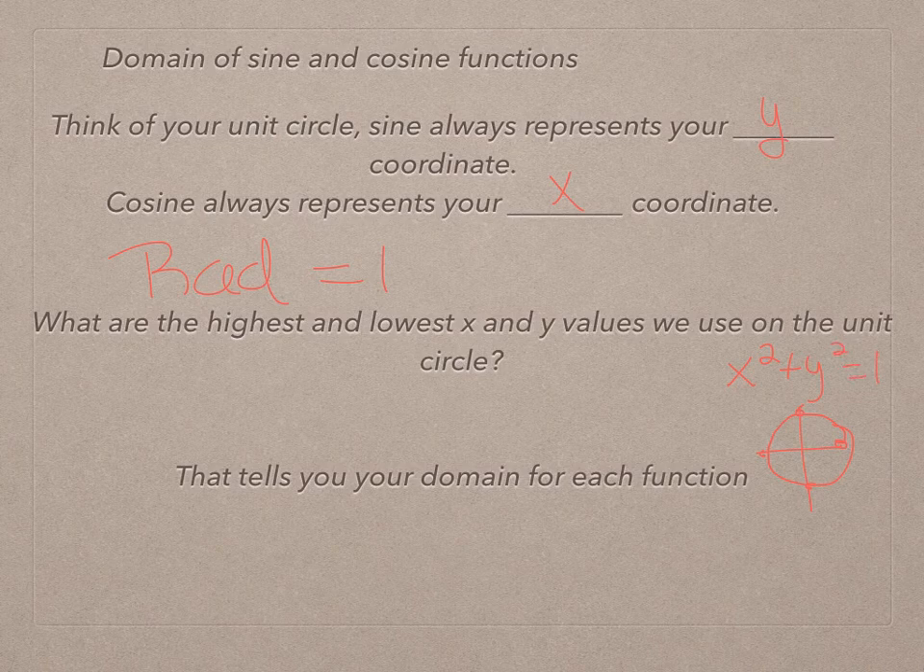So since that's the largest values we use, the domain of all those functions is, sorry, not between 0 and 1, between negative 1 and 1. The domain of all of those functions has to be the same thing. They're never going to be smaller than negative 1 or bigger than positive 1. They're always going to be in between. Something to remember.